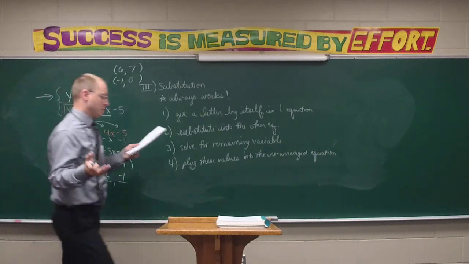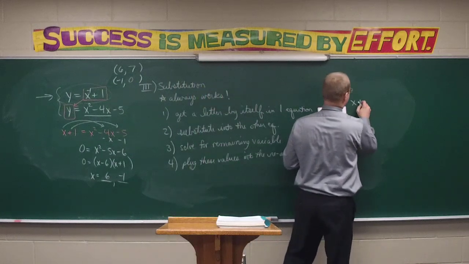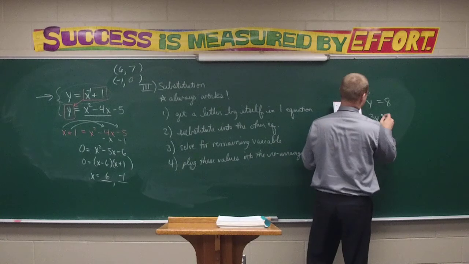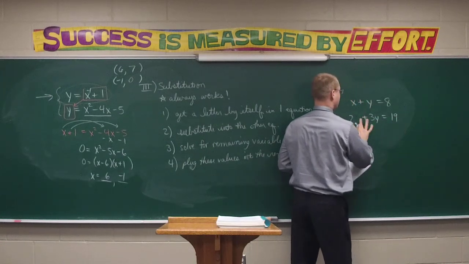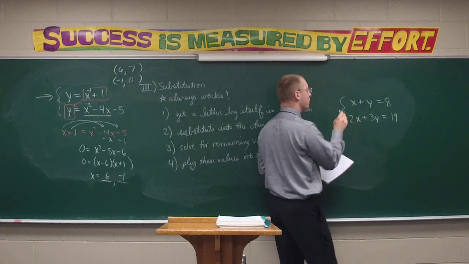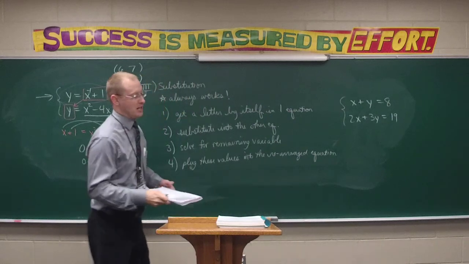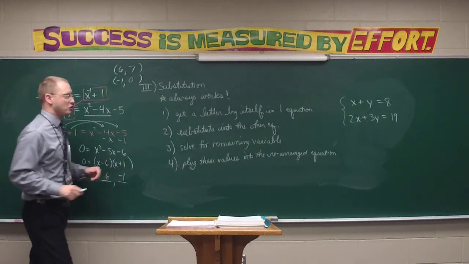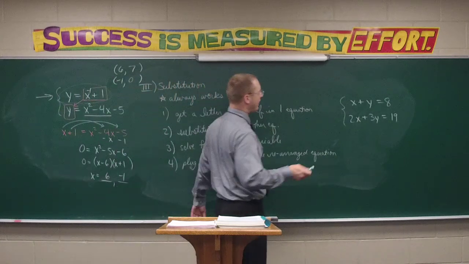Write this linear system down, if you would, please. x plus y equals 8. 2x plus 3y equals 19. Now, yes, I know we could multiply the top by 2 and then put a negative through and do the addition method. We could, but we're practicing the substitution method. So we're not going to do that.